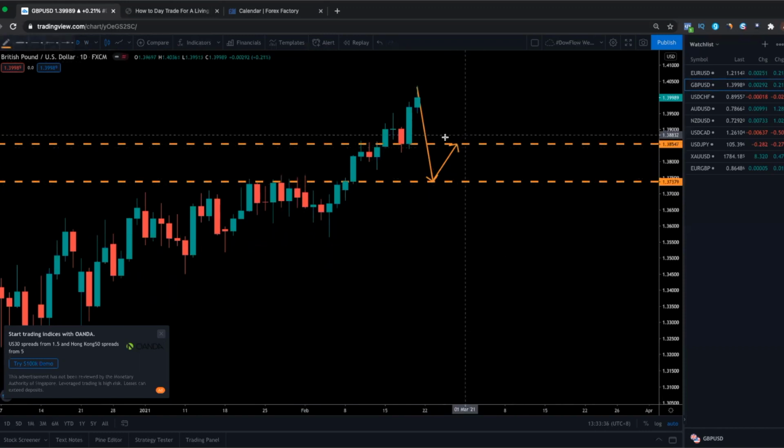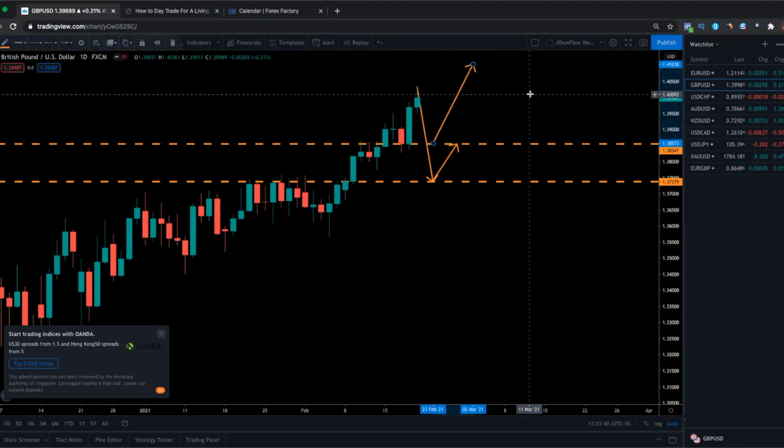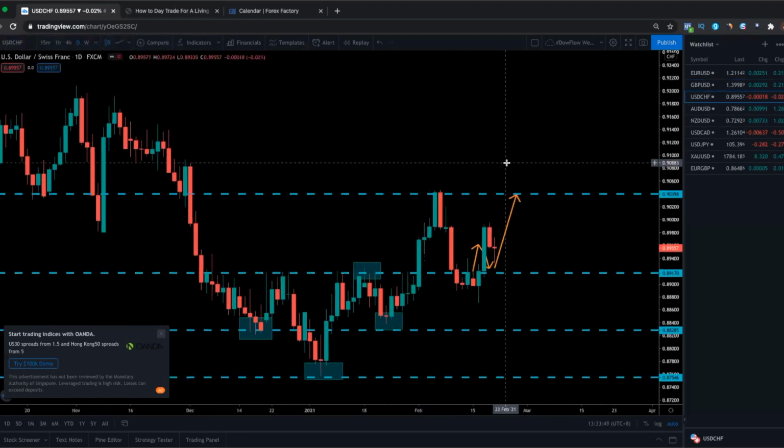If not, the other scenario is price bounces here and you get to ride the trend. Okay, in the ideal scenario, that's what I would prefer. But these are just the two scenarios that I see at this moment in time. So moving on to the dollar franc.